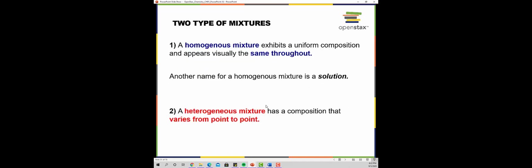What makes them pure is the fact that every particle inside that sample is an H2O particle. What makes it a compound is that H is hydrogen and O is oxygen, and so water is made of two elements, so it itself cannot be an element.